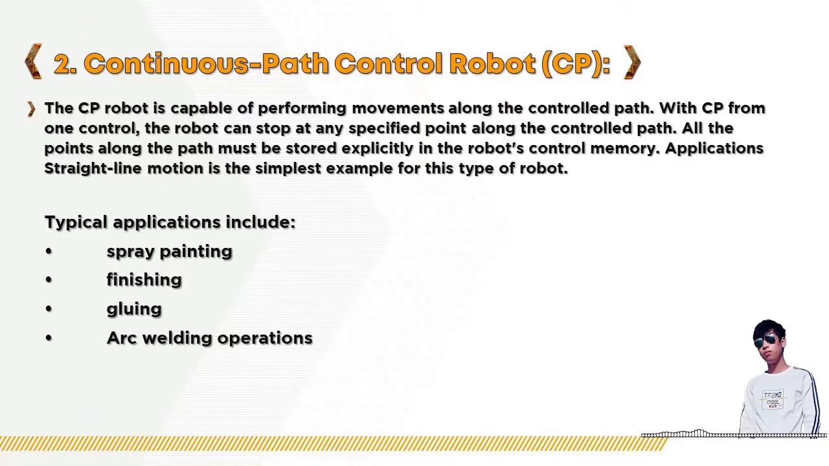Next is the Continuous Path Control Robot or CP. The CP robot is capable of performing movements along the controlled path. With CP, the robot can stop at any specified point along the controlled path. All the points along the robot path must be stored explicitly in the robot's control memory. Straight line motion is the simplest example for this type of robot. Typical applications include spray painting, finishing, gluing, and arc welding operations.